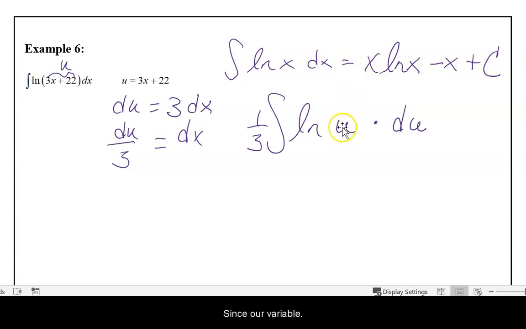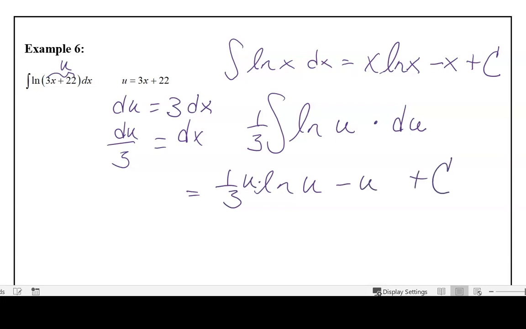In the next step, what we want to do is apply the formula you see here. Since our variable of integration is u and not x, we'll replace these x's here in the formula with u's. This gives me 1/3 the natural log of u times u on the front minus u plus c.